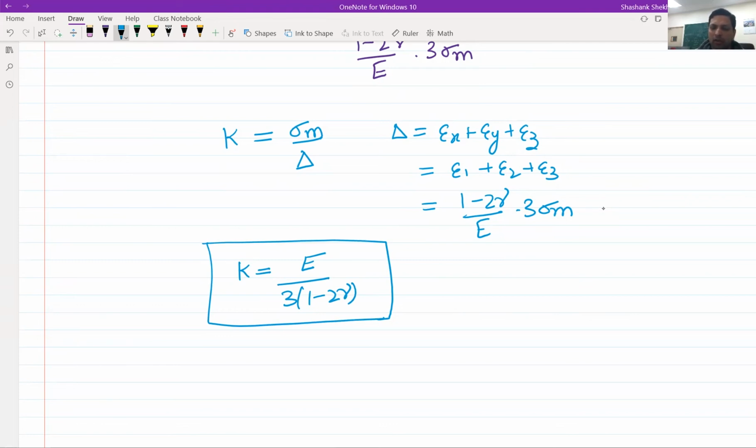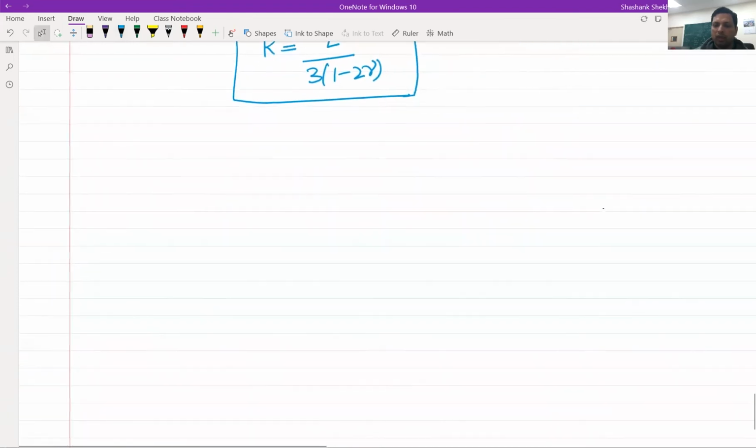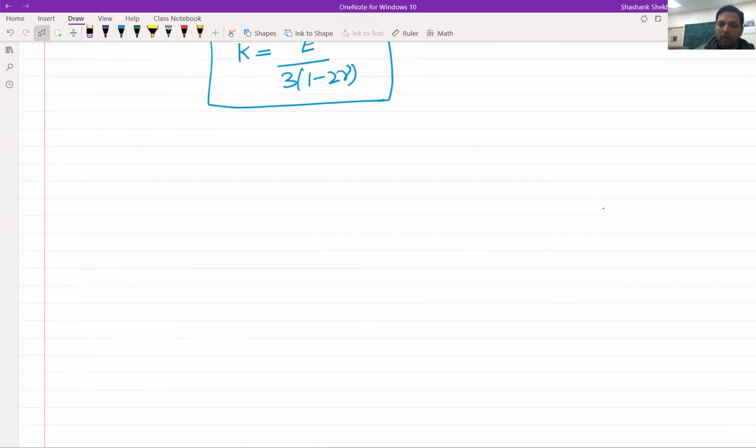So K is called the bulk modulus. The other one is E, the elastic modulus, and G, the shear modulus. And still another relation: now we have three quantities K, E, and G, so we can also relate G with these. And this one we can do with the help of our pure shear condition. So the shear modulus is the ratio of shear stress to shear strain.